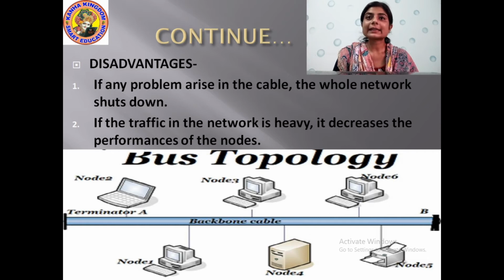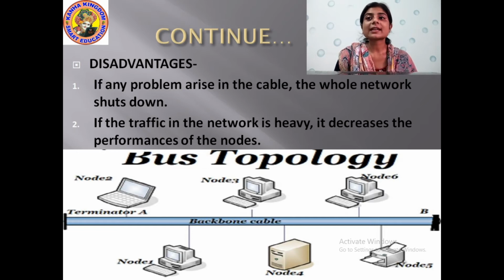Also, if the traffic in the network is heavy, that means all the information and data are continuously transferring from one computer to another, then what happens? It decreases the performance of the nodes. That means it decreases the performance of the specific computer. Okay, it becomes slow. Understood? So these are the disadvantages of this bus topology.